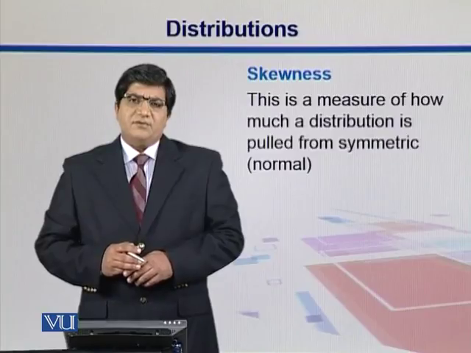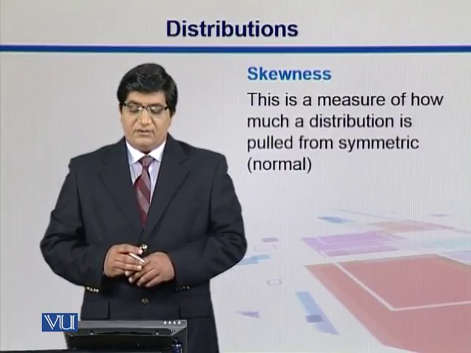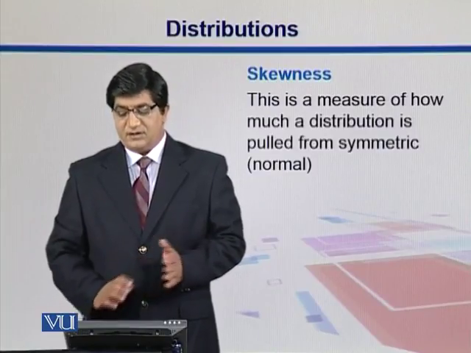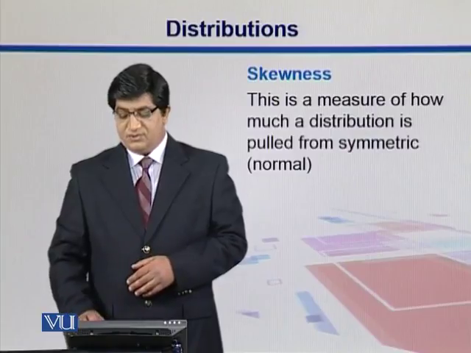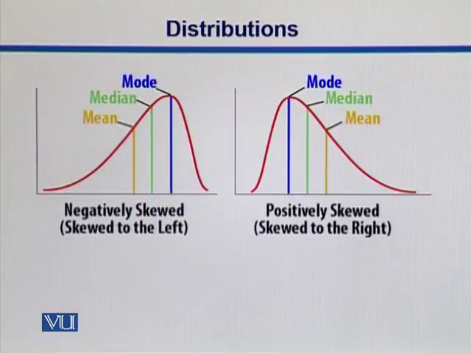Okay, sometimes distributions are not perfectly normal. They are kind of skewed. So the concept that comes in here is skewness. Distributions are skewed or pulled from symmetric, from normal. Here we have negatively skewed, or skewed to the left, where we can see this long tail kind of a thing.